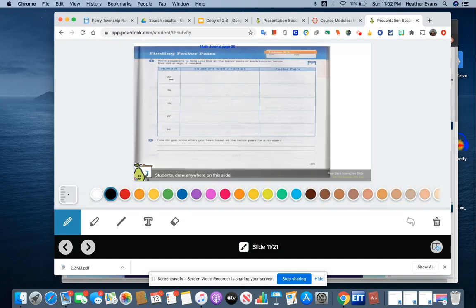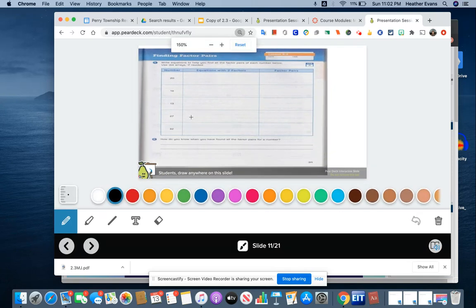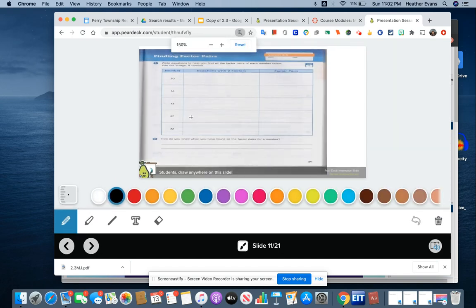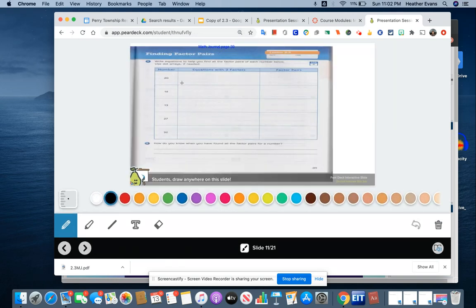So on your math journal page, let me see if I can make this a little bit larger. Doesn't look like I can. All right, so on this math journal page, I'm not going to do it for you, but it's going to ask you to write out the equations with two factors, and then over here, write the factor pairs. So for example, if I was doing 20 right now, I would say, okay, well, I know I can do 1 times 20. Then I would go to my next number, 2. Yeah, I can do 2 times 10.